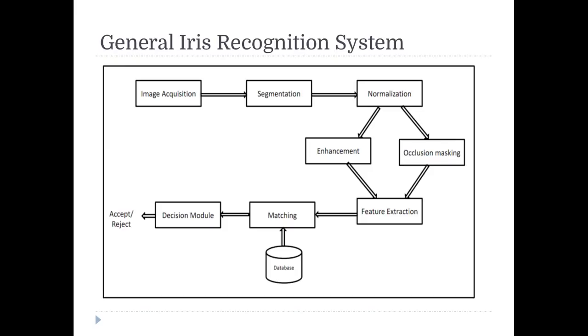This is a general iris recognition framework in which the image is acquired. First it's segmented. Once you get the segmented image, it's normalized.